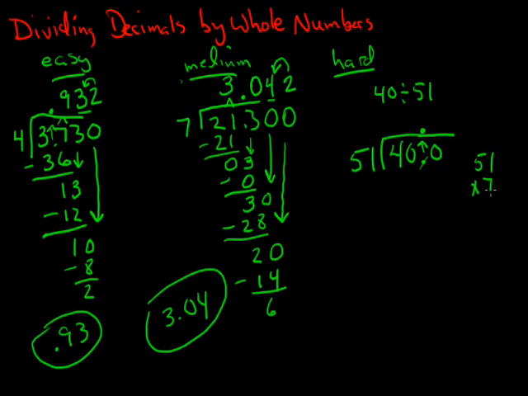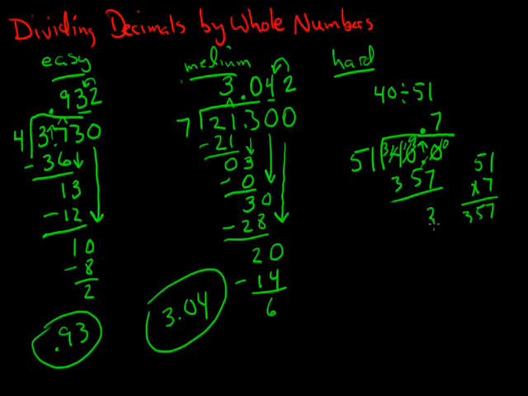51 times 7. We have 7 times 1 is 7. 7 times 5 is 35. So we have a 7. We have 357. Now we're going to subtract. Can't subtract, can't borrow. I need to go to the 4, make it a 3, make this 0 a 10. Now I can borrow from its neighbor. I'm going to make the 10 into a 9 and make this 0 a 10. By the way, one of the most common mistakes in division I find is subtraction errors.